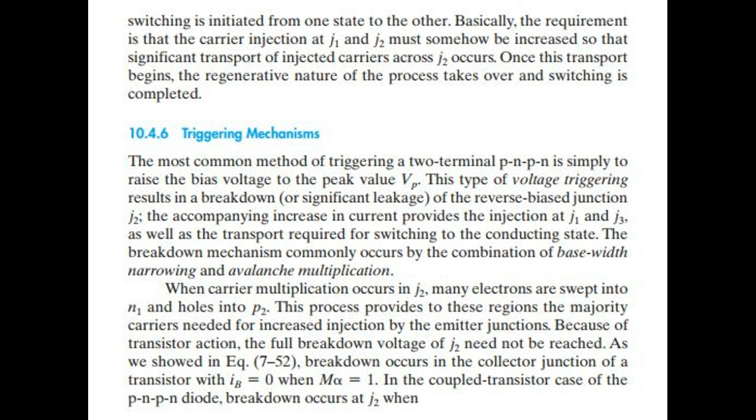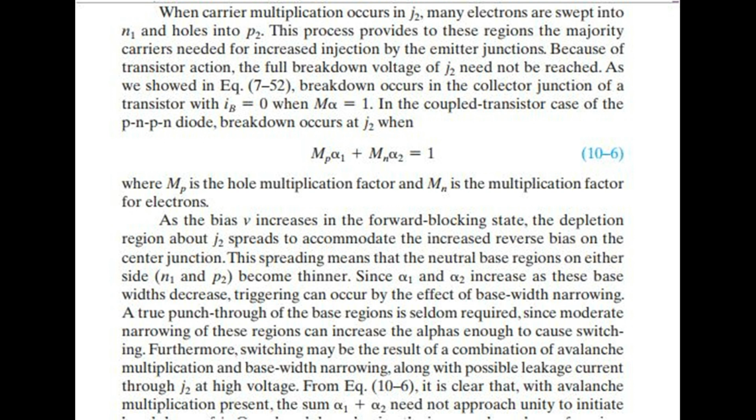Because of transistor action, the full breakdown voltage of J2 need not be reached. As we showed in EQ 7.52, breakdown occurs in the collector junction of a transistor with IB equal to 0 when MC equals 1. In the coupled transistor case of the PNPN diode, breakdown occurs at J2 when the condition is met, where Mp is the hole multiplication factor and Mn is the multiplication factor for electrons.